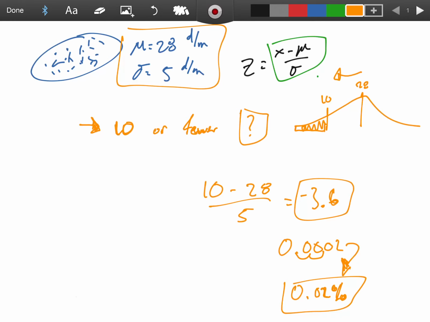But that's how this works, and that's how you deal with populations and the normal curve.